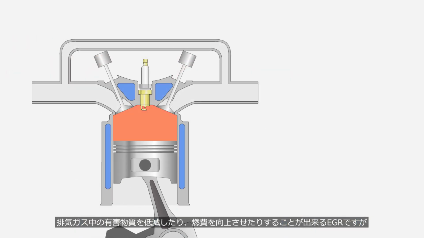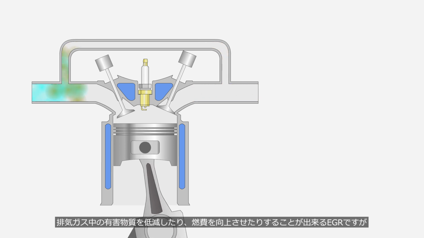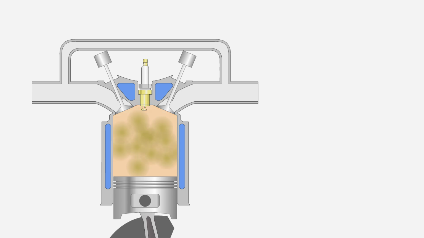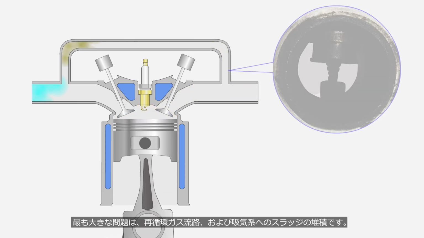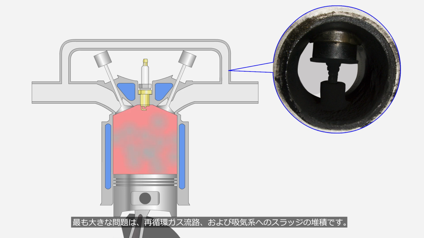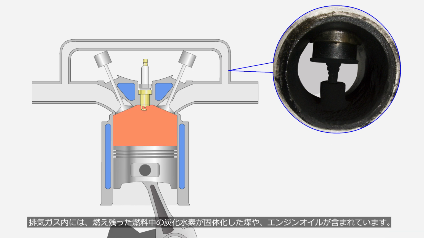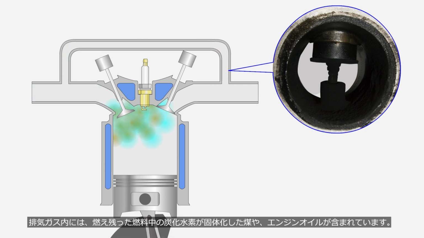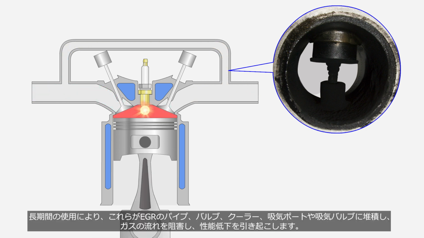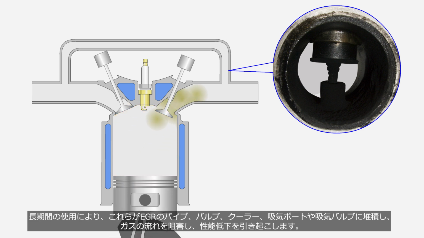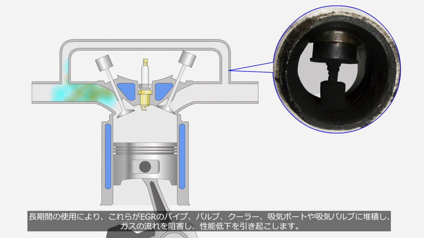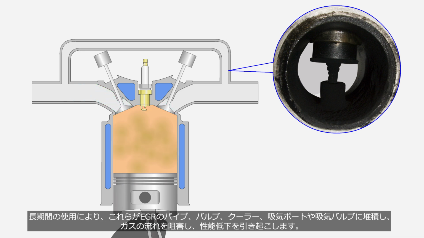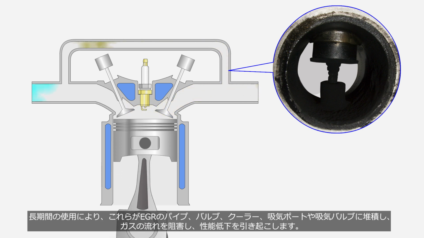EGR, which can reduce harmful substances in exhaust gases and improve fuel efficiency, also has its drawbacks, however. The biggest issue is the accumulation of sludge in the recirculated gas passage and the intake system. Exhaust gases contain soot, which is solidified hydrocarbons from unburned fuel, as well as engine oil. Over prolonged use, these substances accumulate in the EGR pipes, EGR valve, EGR cooler, intake ports, and intake valves, obstructing the gas flow and causing a decrease in performance.